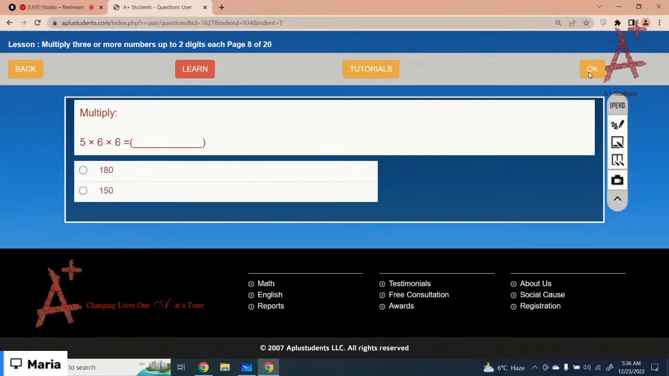So the next one is 6 times 6 times 5. So 6 times 5 is 30 and 30 times 6 is 180. Got it. So just select the correct option and click on the OK button.